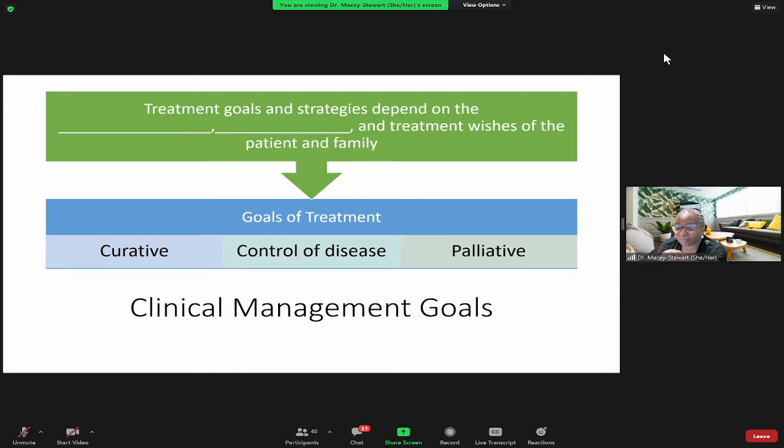They're the ones that have the come to Jesus conversation. And when I say come to Jesus conversation, I mean, so you have this disease that has now spread to several different locations. What is your goal? What are you looking to accomplish? And that's the conversation that's usually had in palliative care.